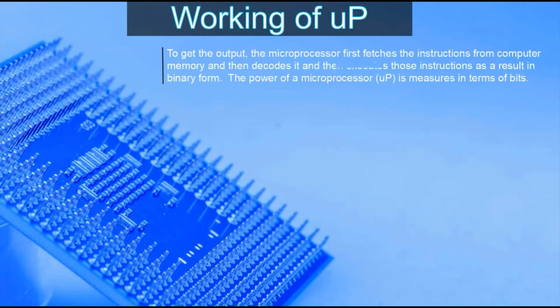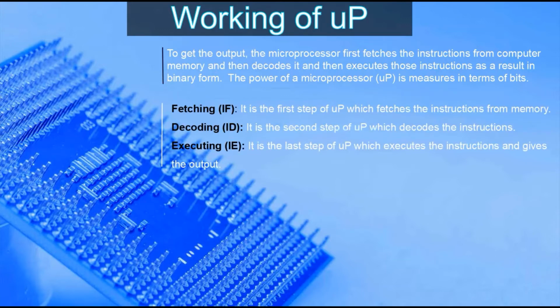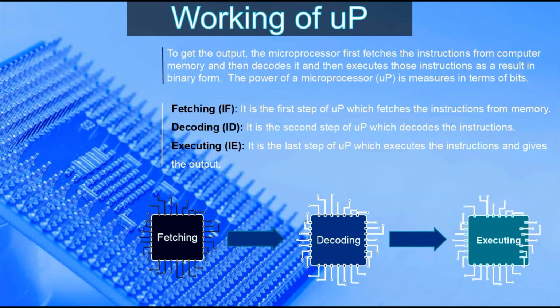Now let us see how the microprocessor works. To get the output, the microprocessor first fetches the instruction from the computer's memory and then decodes and executes these instructions, giving the result in binary form. The power of a microprocessor is measured in terms of bits. The first step in the working of a microprocessor is fetching. Instruction fetching is the first step, which fetches the instruction from the memory. Next, decoding. Instruction decoding is the second step, which decodes the instruction. And executing is the last step, which executes the instruction and gives the output.